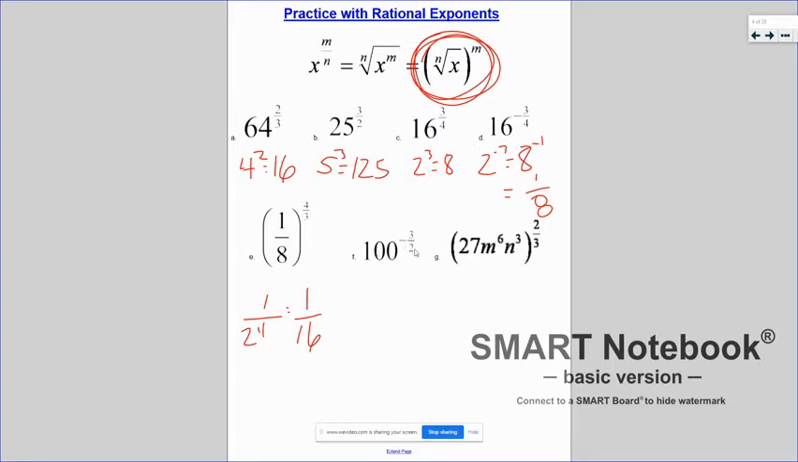100 to the negative 3/2. So now I have three things to deal with. I have a root, I have a power, and then I have to take the reciprocal of that answer. So the square root of 100, because I've got this 2 on the bottom, so the square root of 100 is 10.